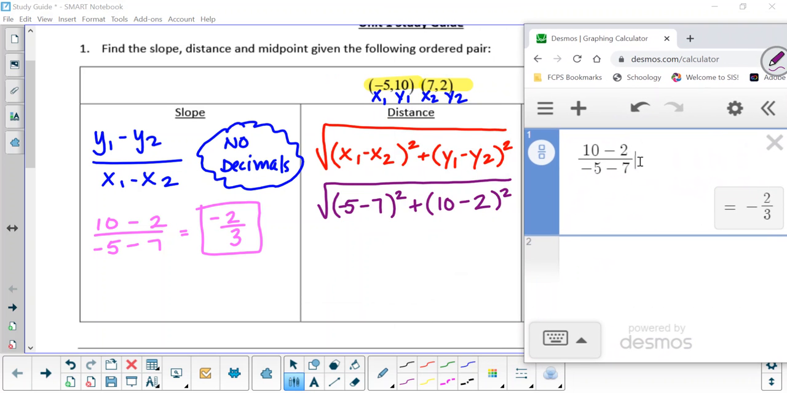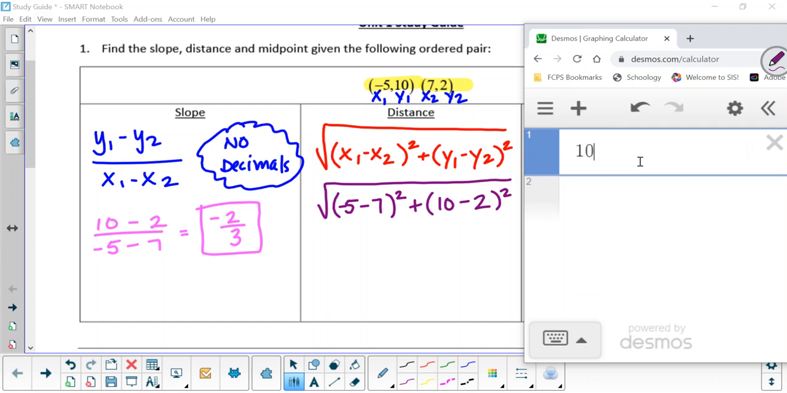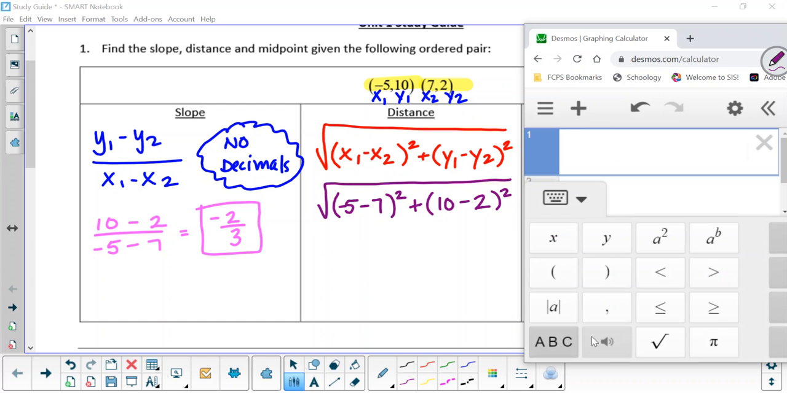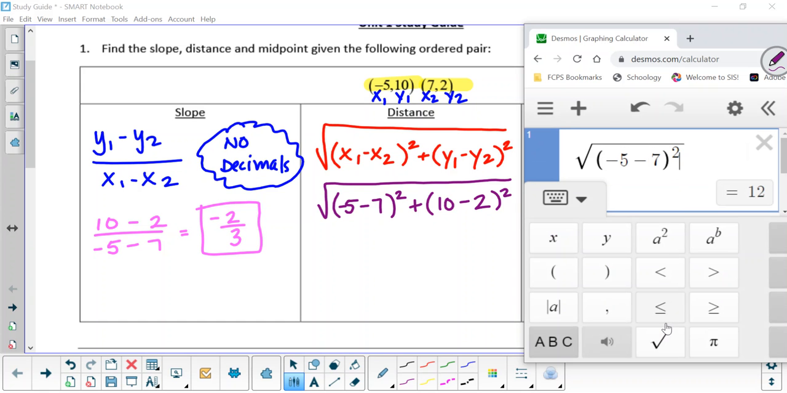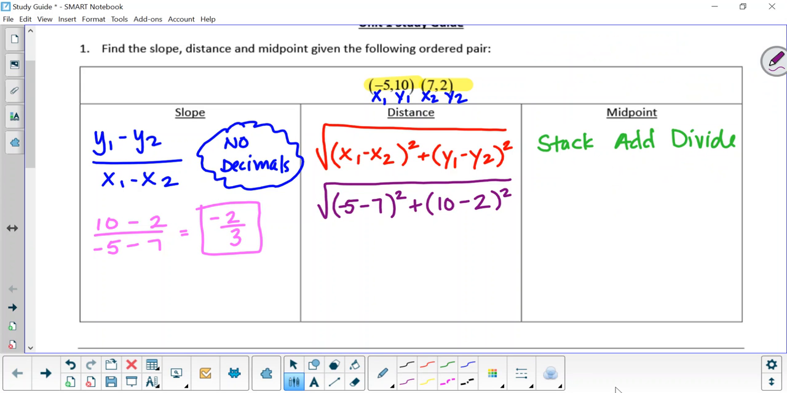Scoot it over a little bit. And so square root, parentheses, negative 5 minus 7 squared, plus parentheses, 10 minus 2 squared. Here decimals are okay, so 14.42 is our answer.